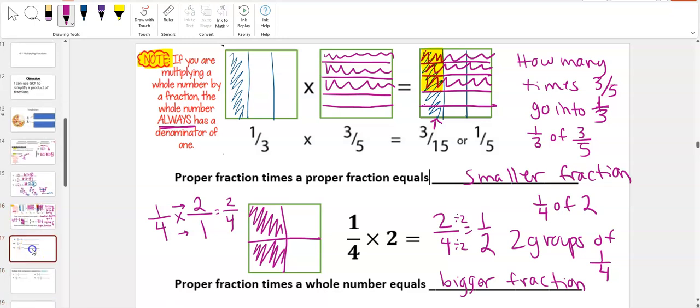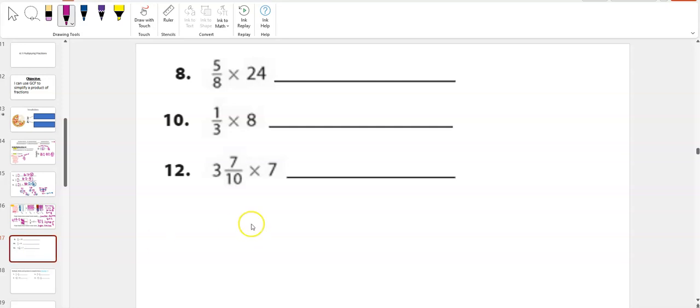So let's practice. Okay. So I've got here 5/8 times 24. I have to put my whole number over 1. And now I'm just multiplying numerator by numerator and denominator by denominator. So 5 times 24. Okay, and I might have to do that over here. Let's see, 5 times 4 is 20. 10 plus 2 is 12. So 120 over 8 times 1 is 8.